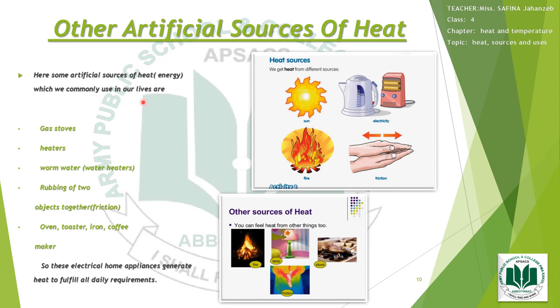Now there are some other artificial sources of heat which are also very important to carry on all types of daily activities. Students, here are some artificial sources of heat or energy which we commonly use in our lives: gas stove, heaters, warm water or water heaters, rubbing two objects, friction, oven, toaster, iron, coffee maker. So these electrical home appliances generate heat to fulfill all daily requirements.